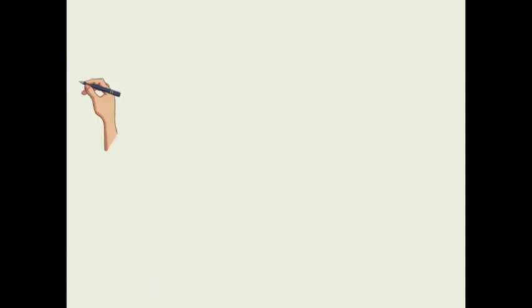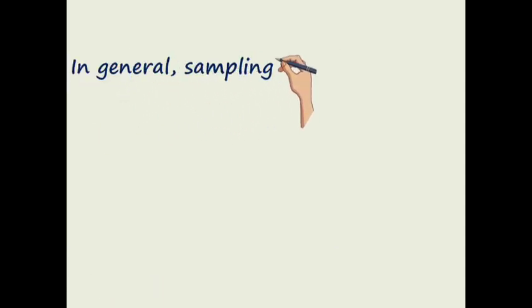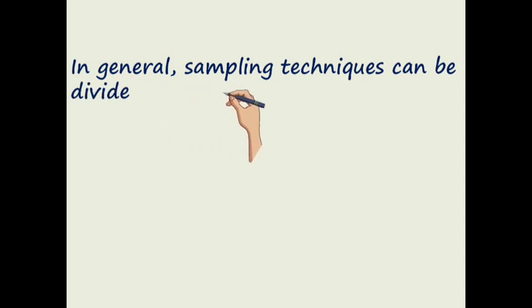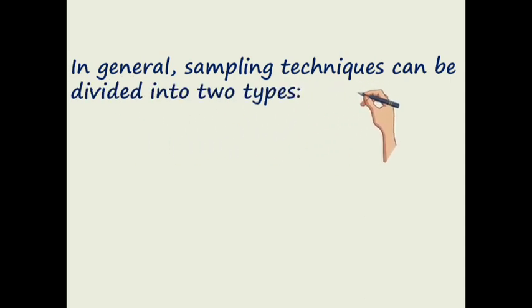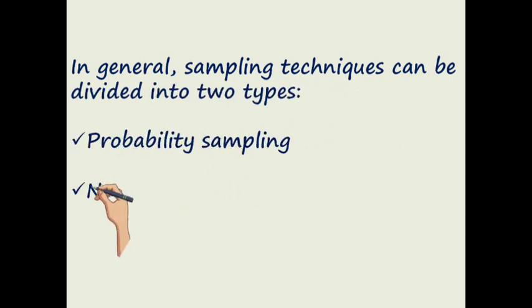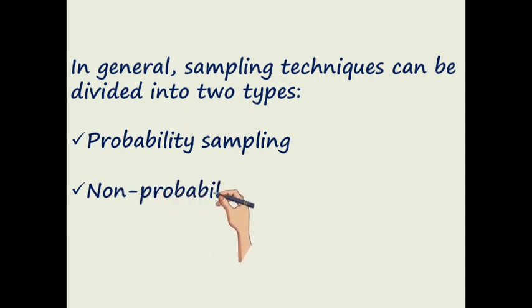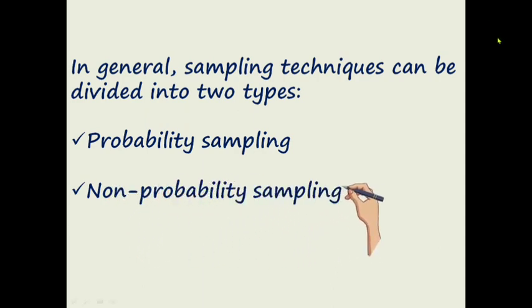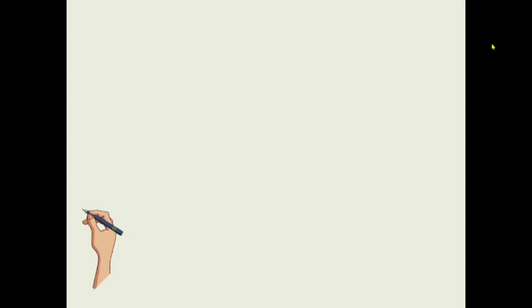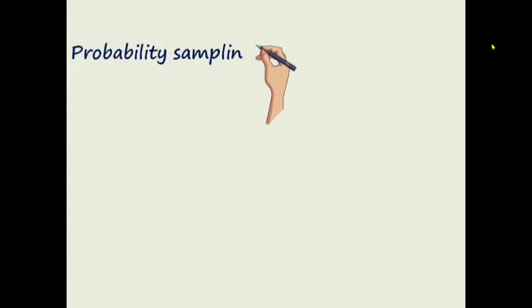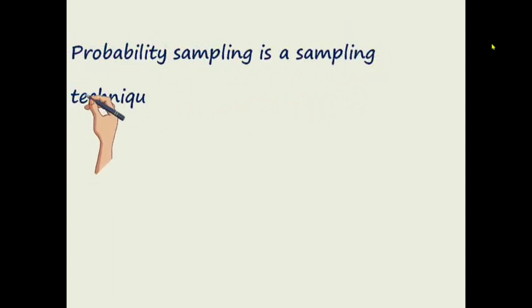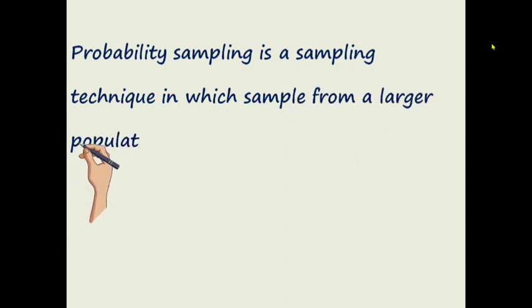In general, sampling methods can be divided into two types: probability sampling and non-probability sampling. Probability sampling is a sampling technique in which a sample from a larger population are chosen using the theory of probability.